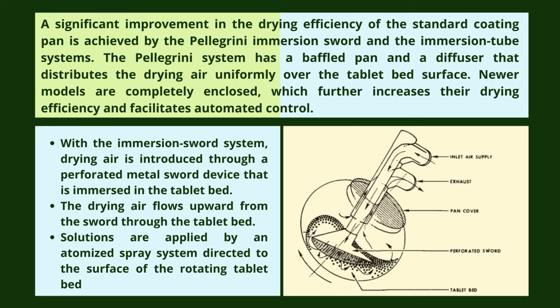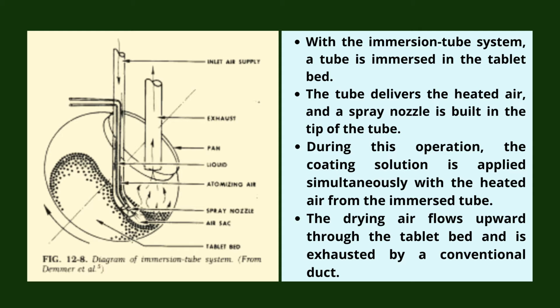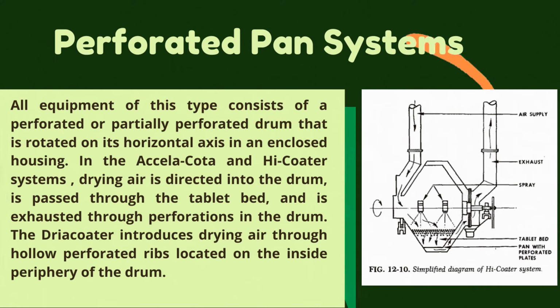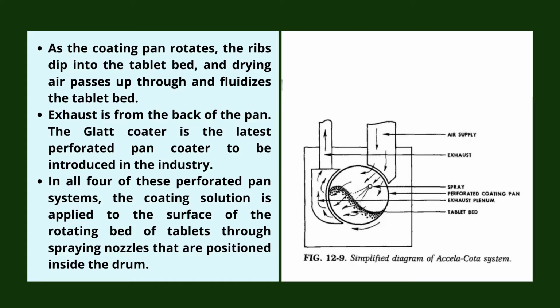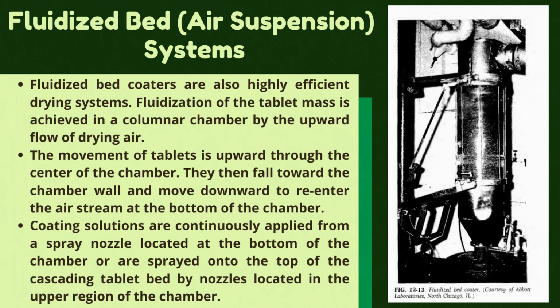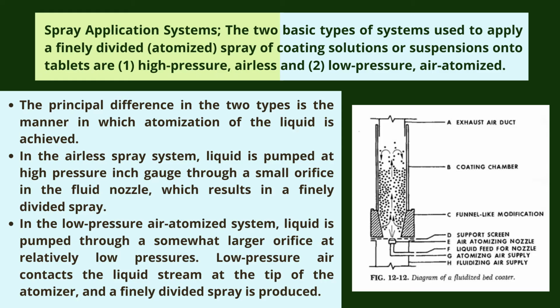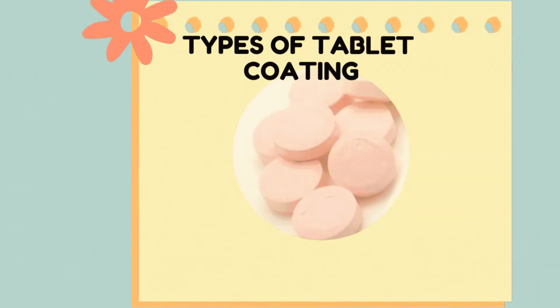So this is all about the standard coating pan. But the problem associated was that the drying process was not uniform. Then came the concept of the perforated coating pan system. As the name indicates, perforated, there were perforations. These perforations were meant for better drying control. Then the fluidized bed air suspension system, where the tablets were suspended in the air and coated at the same time. As soon as it was coated, it was being dried. Again, there were different types of systems like spray application systems, atomized systems.